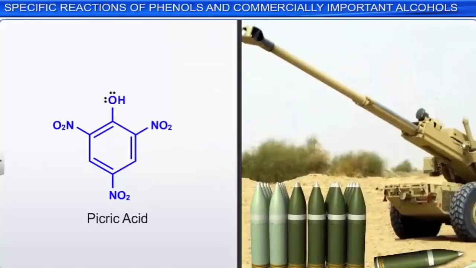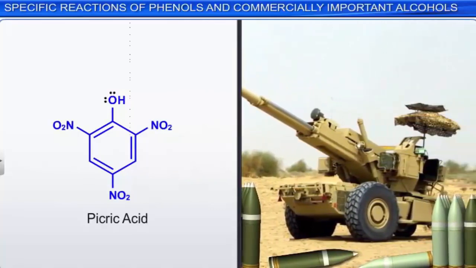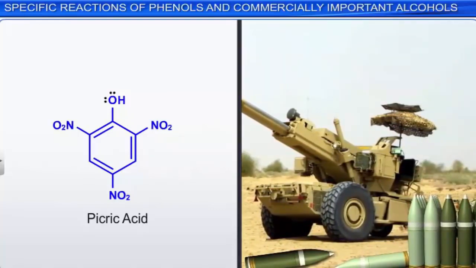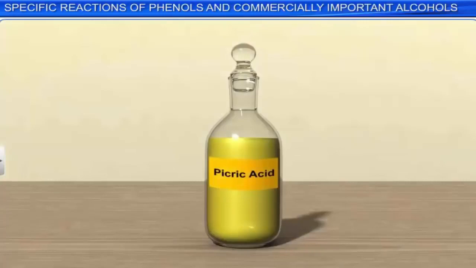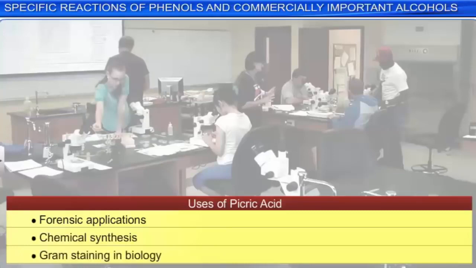It is explosive and was formerly used in artillery and munitions. Picric acid in the laboratory must be stored wet, else explosive metal picrates may form. It is used in several forensic applications, chemical synthesis and gram staining in biology.